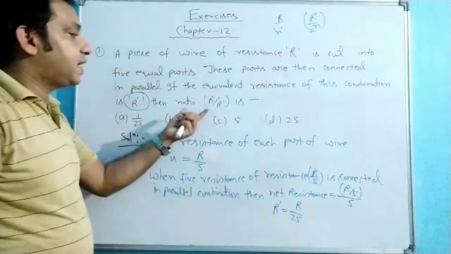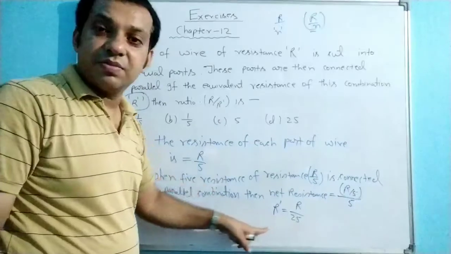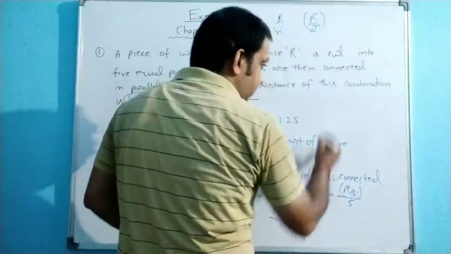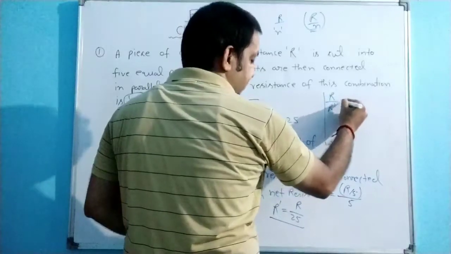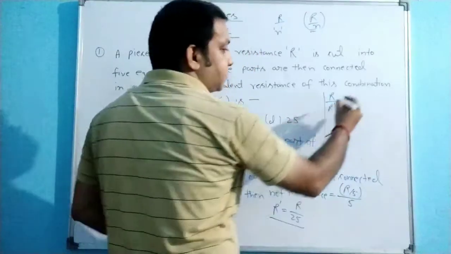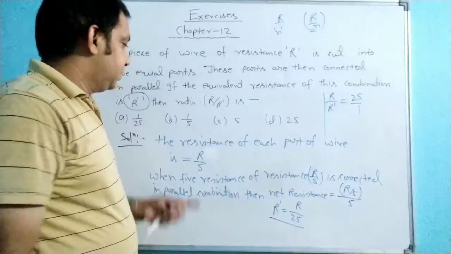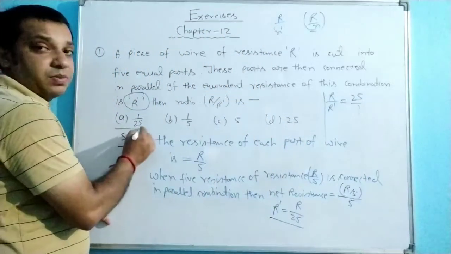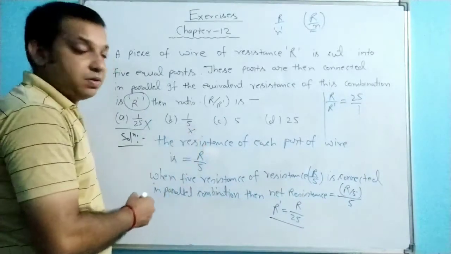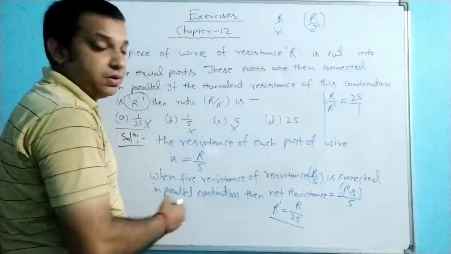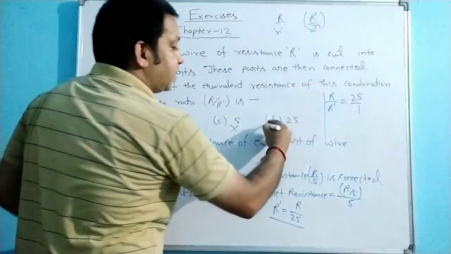But in the question it is asked, what is the value of R divided by R dash? So you have to find it from this expression. R divided by R dash is equal to 25 divided by 1. Clear? See the options. Option A is 1 upon 25, which is wrong. B is 1 by 5, which is wrong. C is 5, which is also wrong. And D is 25, or 25 by 1, both are the same. So answer D is correct.